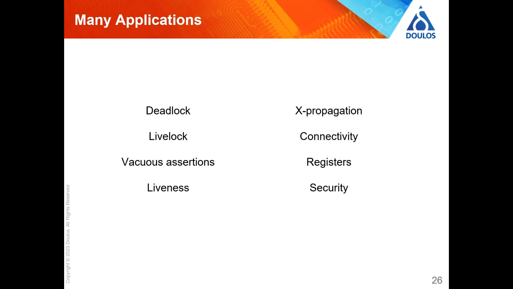Reachability has a lot of applications, like finding deadlock or livelock, or maybe liveness scenarios, or maybe specific applications like security or propagating X. So let's have a closer look at several of these.